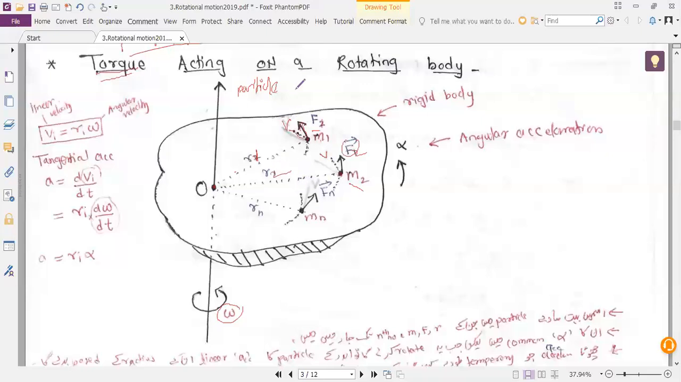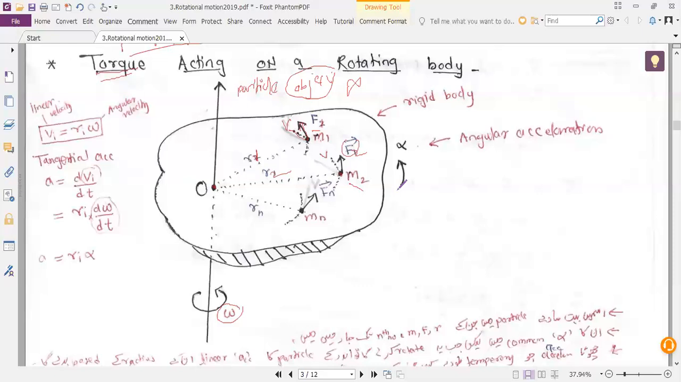Now we know that the object or body is made up of infinite number of particles. So we can't give each particle name m1, m2, r1, r2, correct? So we are representing the same. Each particle mass is mn. Suppose it contains number of mass of particle mn, and then distance is number of distance rn, and their force is fn. I hope you understand the diagram.